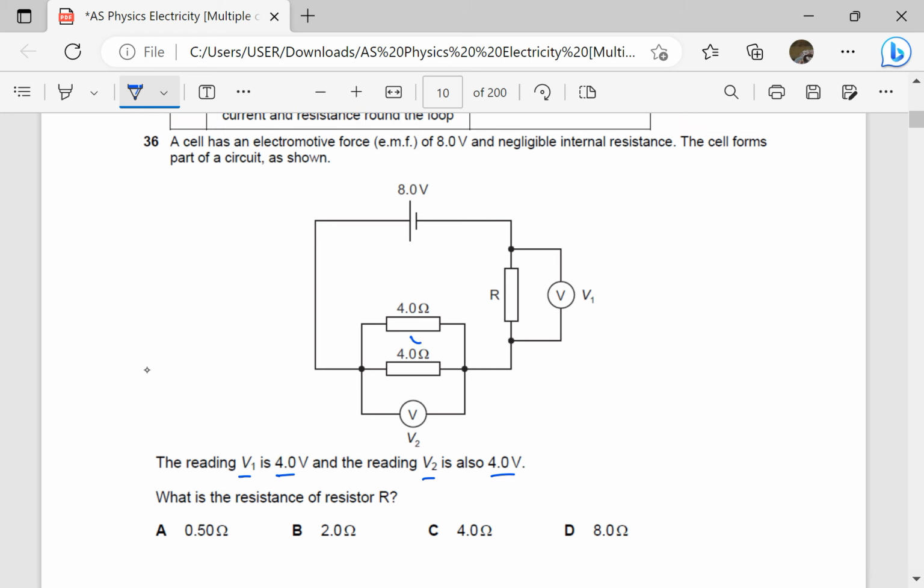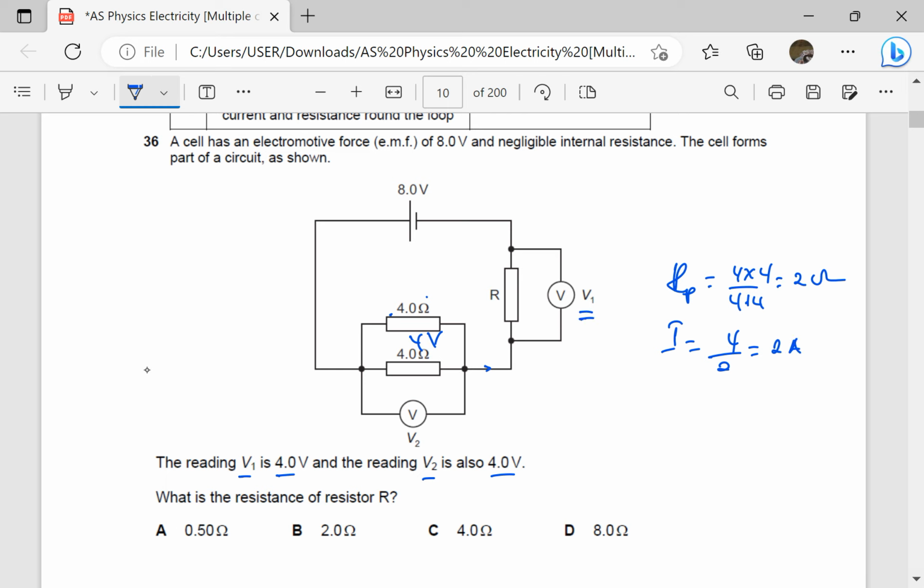So if the reading here is 4 volts, we can find the current, because we can tell the total resistance. 4 ohms and 4 ohms are in parallel, so the resistance is 4 times 4 divided by 4 plus 4, which is equal to 2 ohms. We can find the total current entering or leaving that junction. Current is equal to the PD, which is 4, divided by the resistance, which is 2. That gives us 2 amperes. So it is the current there.